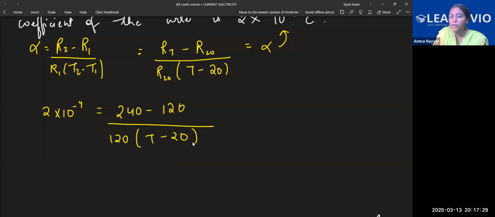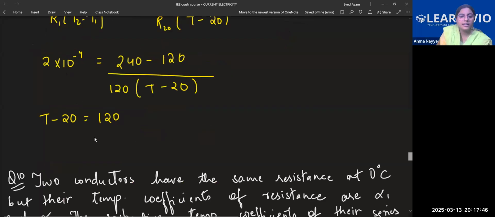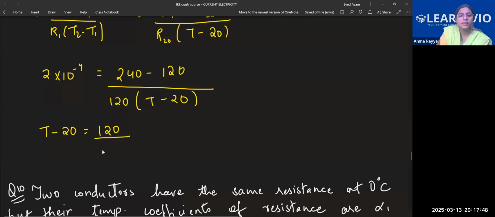So what do we need to calculate? We have to find out the value of this T. Since this is variable, let's bring it here. T minus 20 is equal to 240 minus 120, which is 120, divided by 120 into, which term is that? 2 into 10 to the power minus 4. Now see, this cancels.